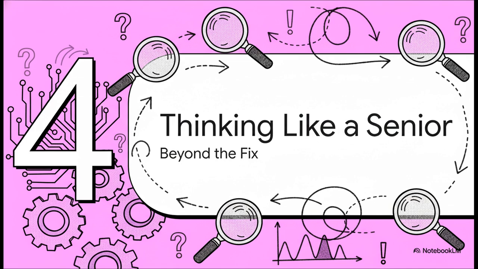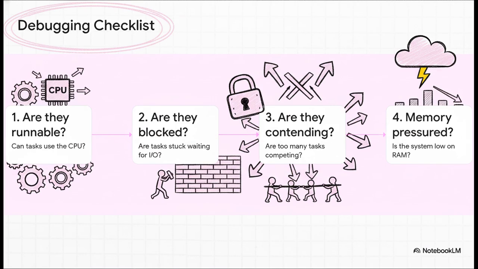So let's level up from just running commands to developing a real strategic mindset. This is basically a logical framework you can use for any performance problem. Instead of just guessing, you follow a clear path. First, can tasks even run? If not, why? Are they blocked like in our D-state case? If they are runnable, are too many of them fighting for resources at once? And finally, you check for memory pressure. It's a systematic investigation, not just random poking.